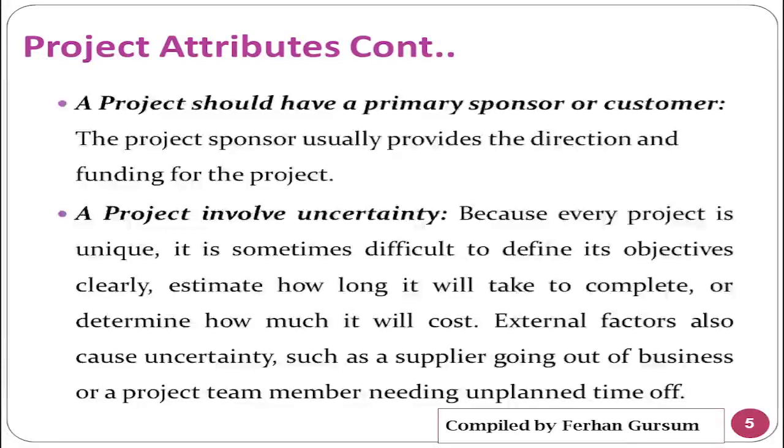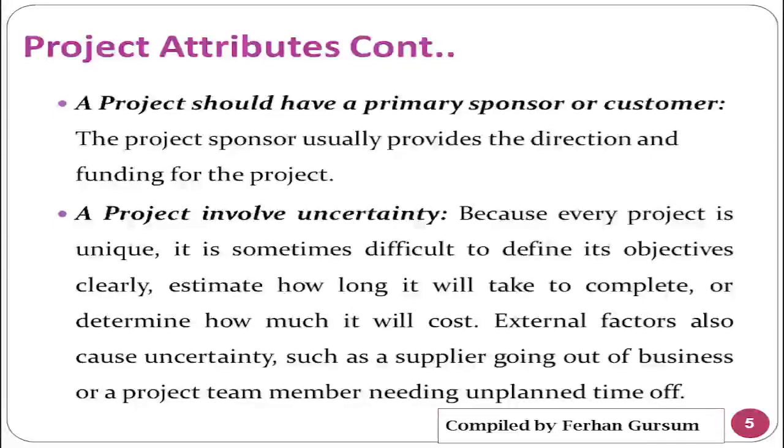Okay, when we come to a project involves uncertainty. Because every project is unique, it is sometimes difficult to define its objective clearly, because it contains uncertainty. Estimation may be there. Estimating how long it will take to complete may be difficult, or determining how much it will cost. For example, we cannot know the exact cost, such as 4574 or 85 cents. It contains uncertainty.